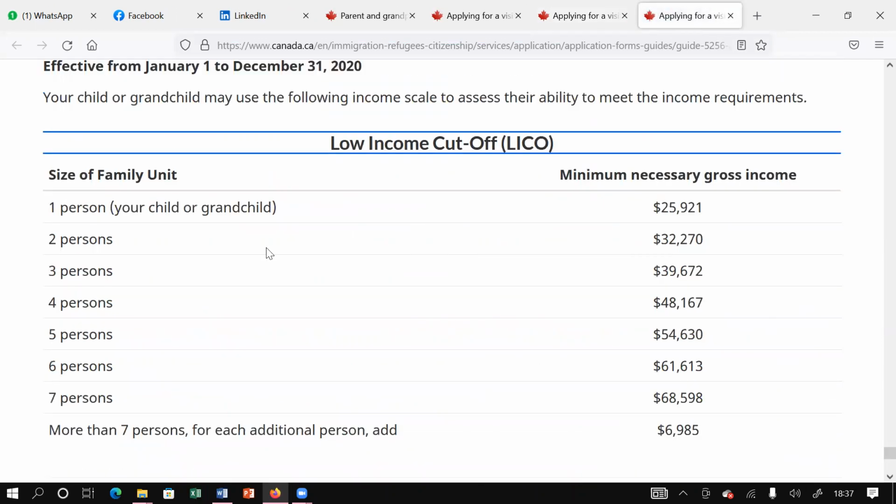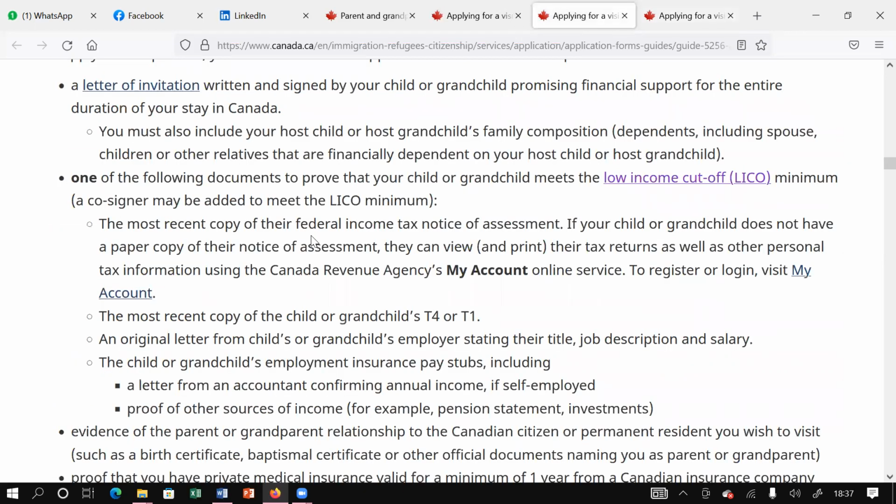This is the low income cutoff. For one person, it is around 25,921 CAD. So if they are at 3%, then their income has to be more than this one. Again, the most recent copy of their federal income tax notice of assessment.